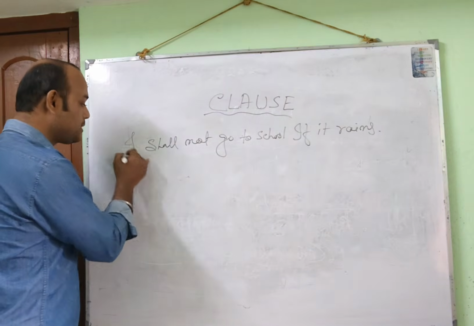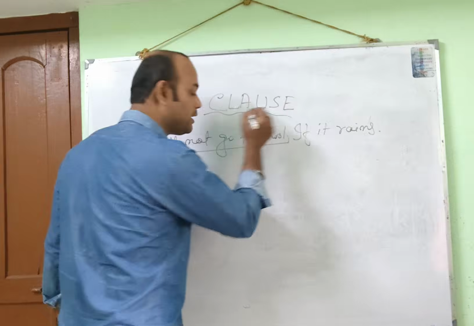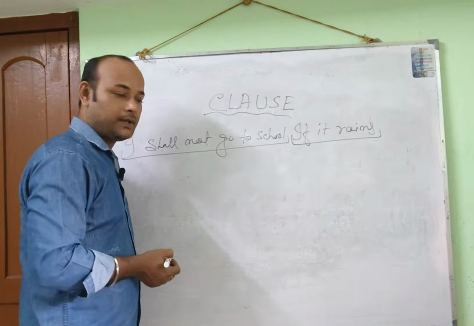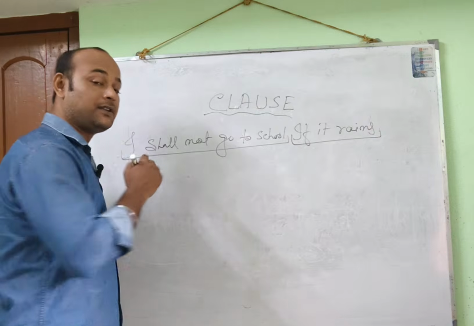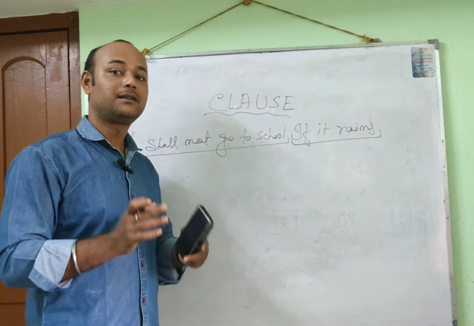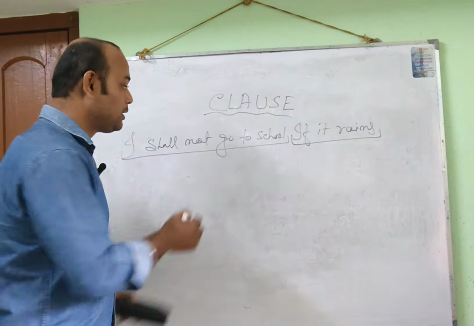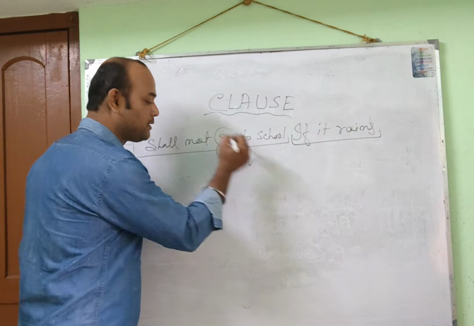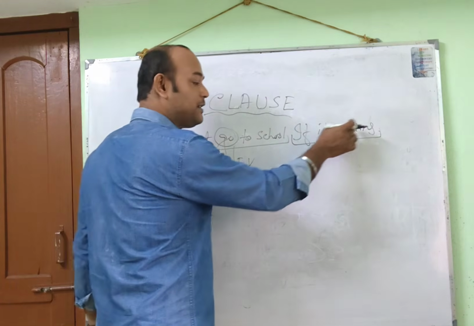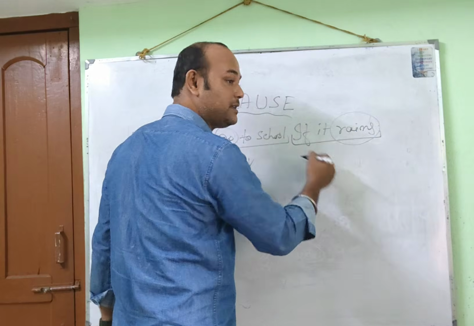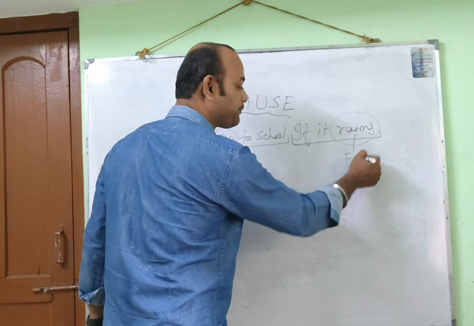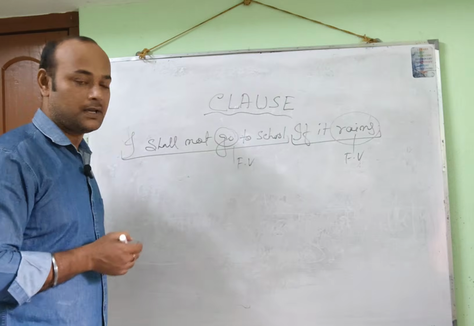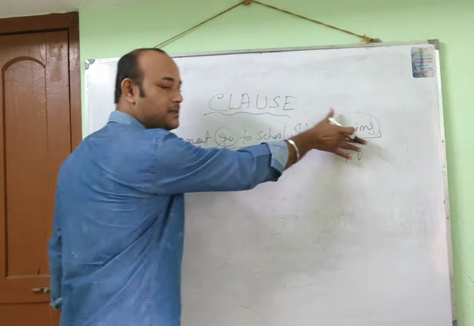The first group is I shall not go to school. It's a group. If it rains, it's another group. Now find out the finite verb. Finite verb means what? The verb that can complete a meaning. So go is a finite verb because it has a complete meaning. If it rains, rain is also a finite verb. So we have two finite verbs. That means there are two clauses. One is this and the other is that.